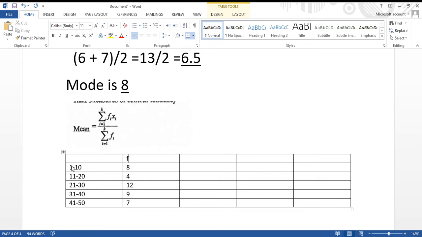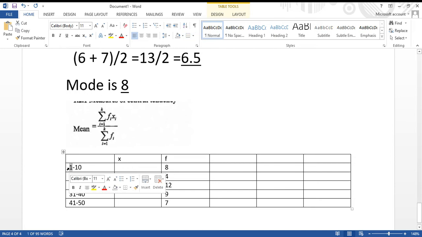All right, so what we're also going to have to do is find the midpoint of each class. The midpoint would be represented by x. To get the midpoint of each class, you're going to add the lower limit of the class to the upper limit of the class.